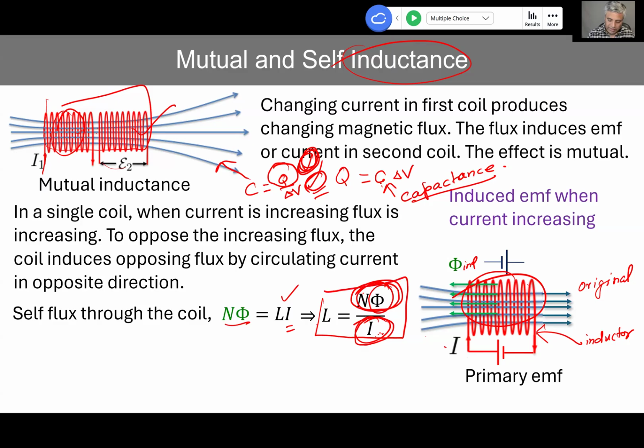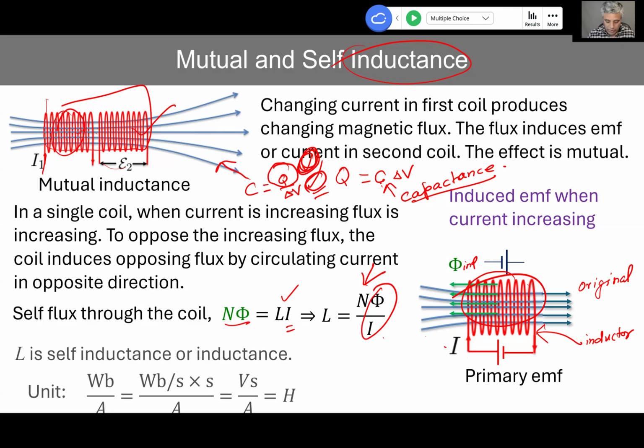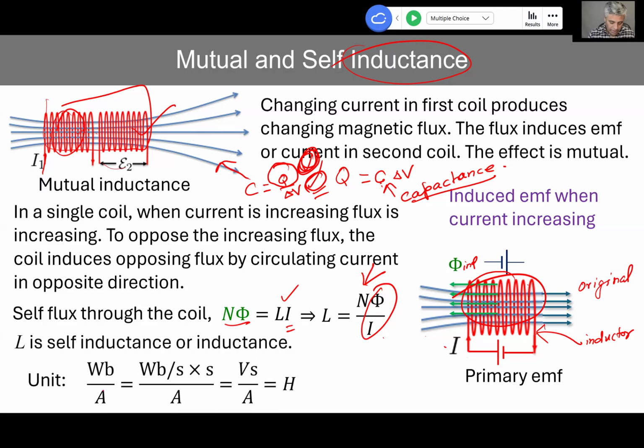So L, uppercase L, is the symbol for inductance. Now, what is the unit? To find the unit, we need to make use of the units of these quantities. N, being a number, does not have a unit. And we learned that the flux has a unit Weber, but with that Weber and the unit of current, ampere, we can rearrange that a little bit.